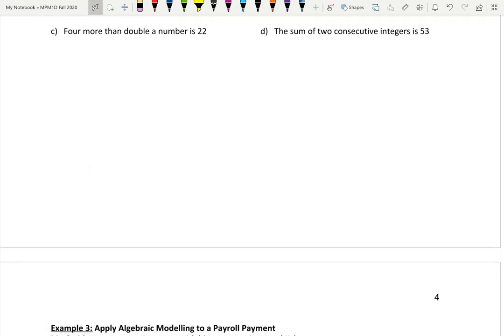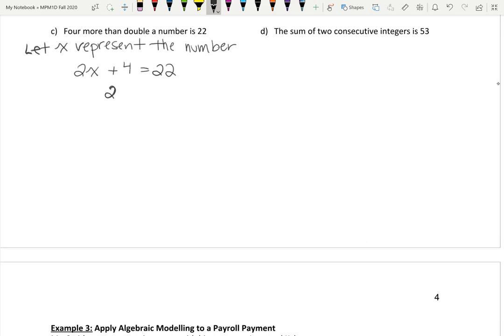Four more than double a number is 22. Let x represent the number. So is 22. 4 more than double a number. And then solve.